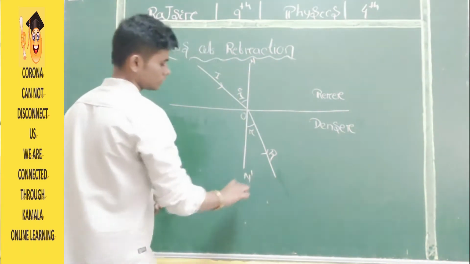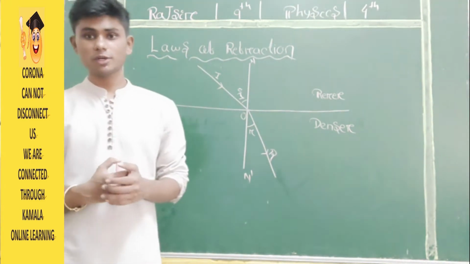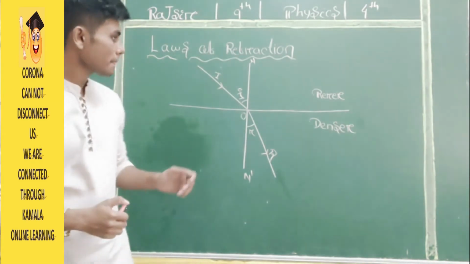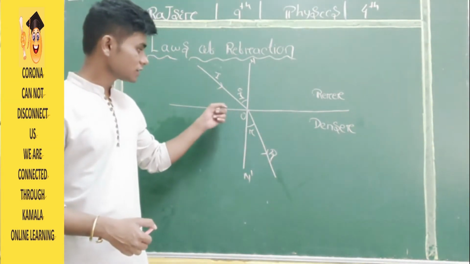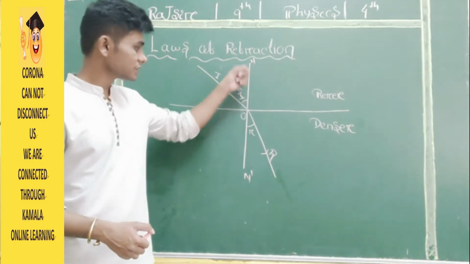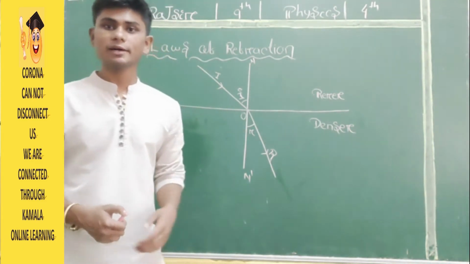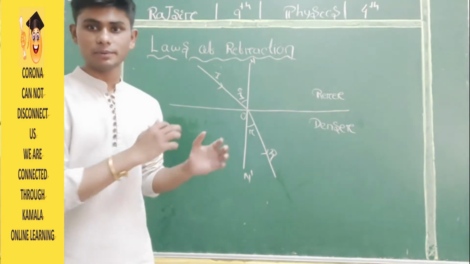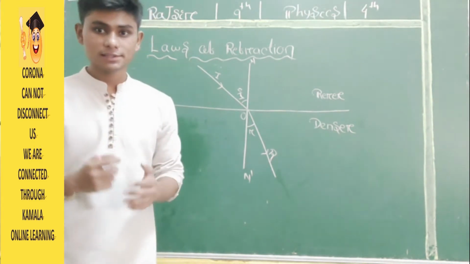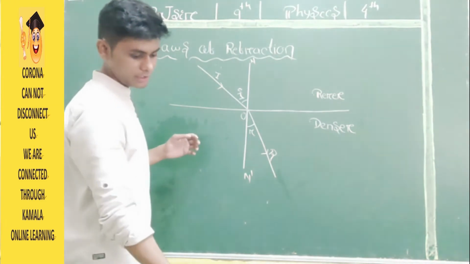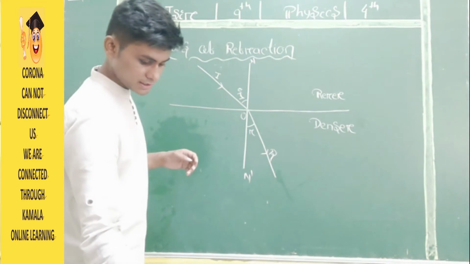So here, students, the first law of refraction says that the incident ray, the refracted ray, the surface, the point of incidence and the normal all will lie on the same plane. They all lie on the very same plane which you have taken. This is our first law. What does the second law say? The second law is also known as Snell's law.